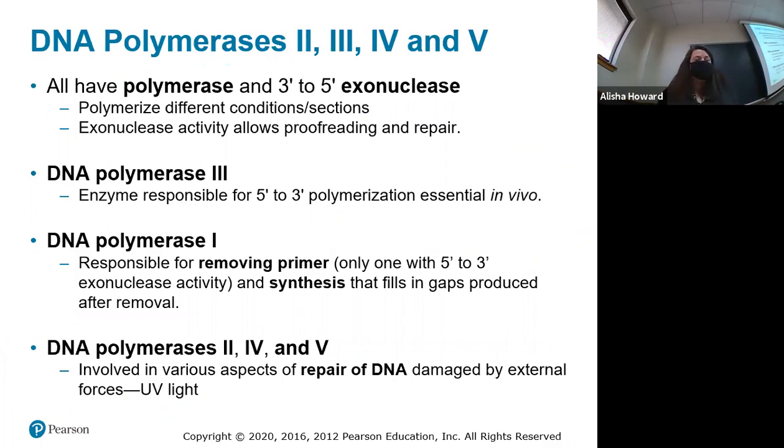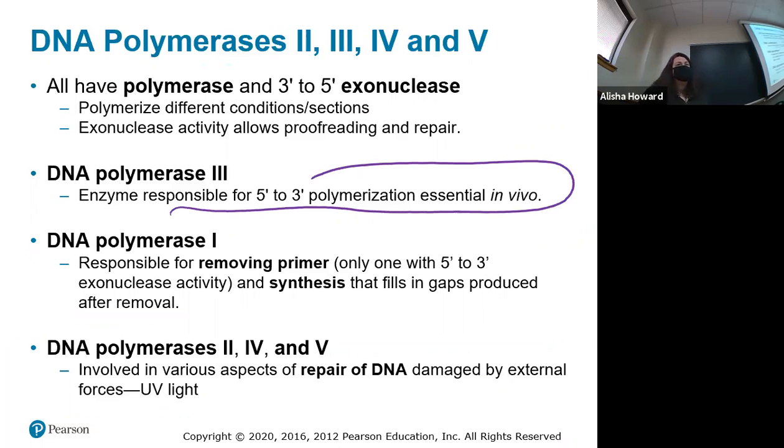We talked about one, it was discovered first. All the polymerases have that 3' to 5' back it up and fix it subunit. So this is the proofreading and repair. Pol 3 is responsible, he's the main guy. He's responsible for polymerization, essential in vivo.